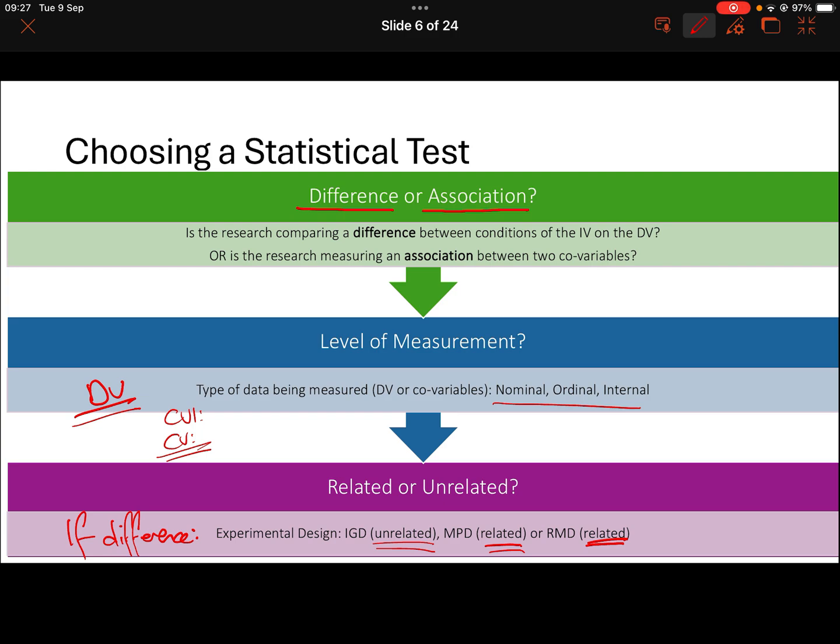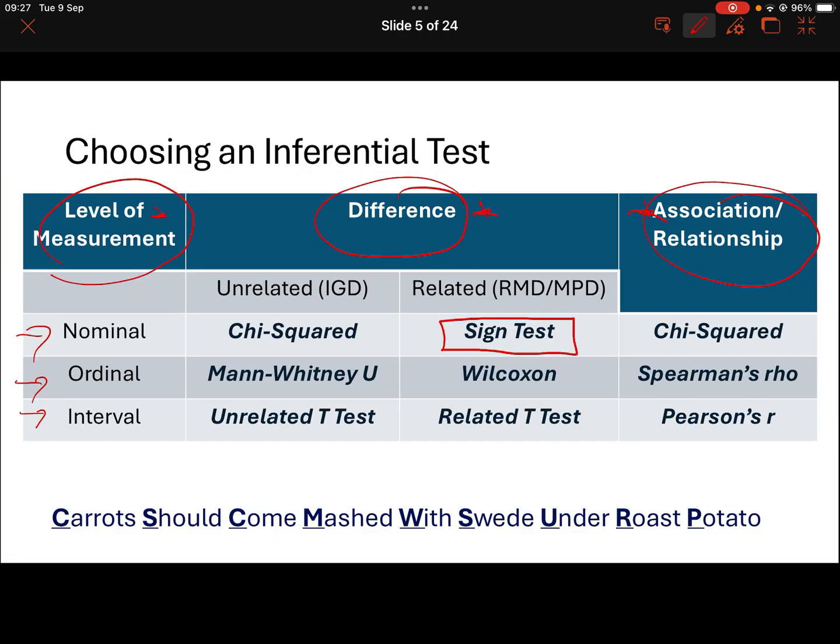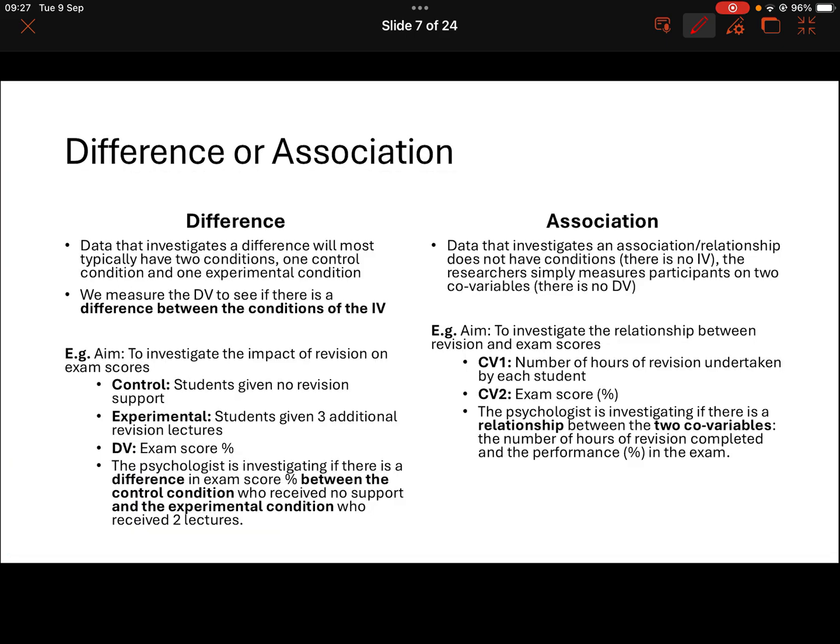But this video is going to focus on whether it's a difference or an association and whether data is related or unrelated. So let's start with test of difference or an association. It's important to identify this factor first of all because statistical tests are designed to be used for one or the other specifically. So this has to be our starting point. Are we designing a test of difference or a test of association?